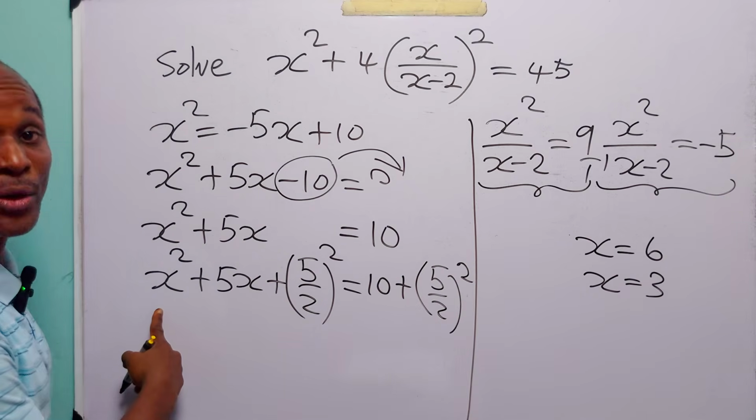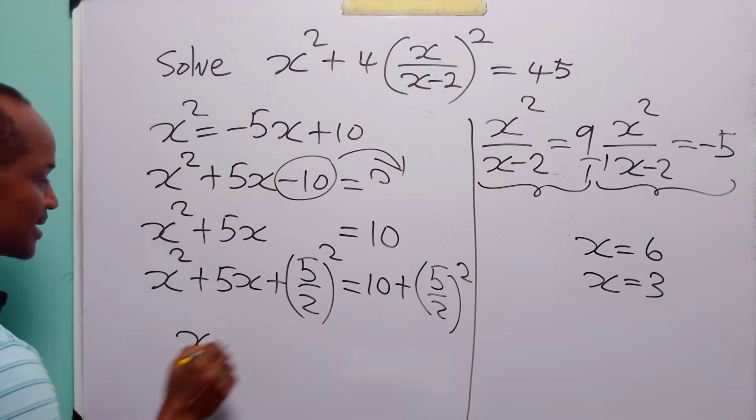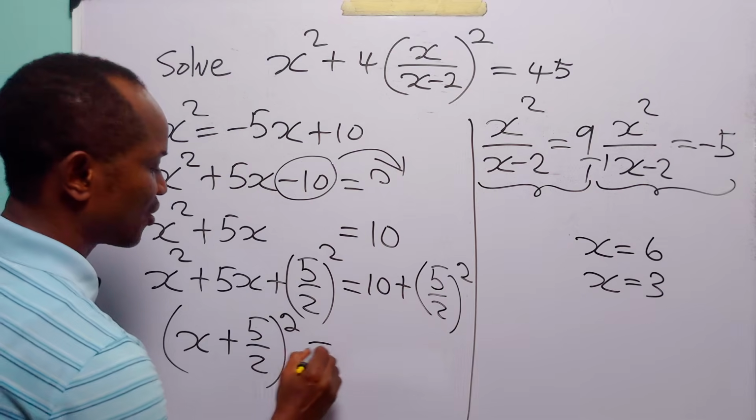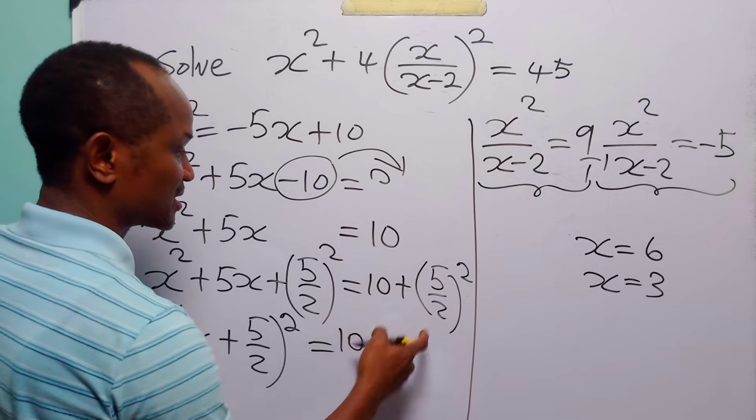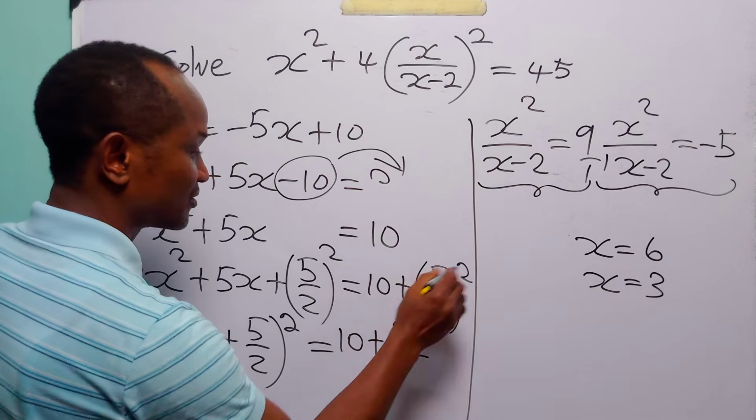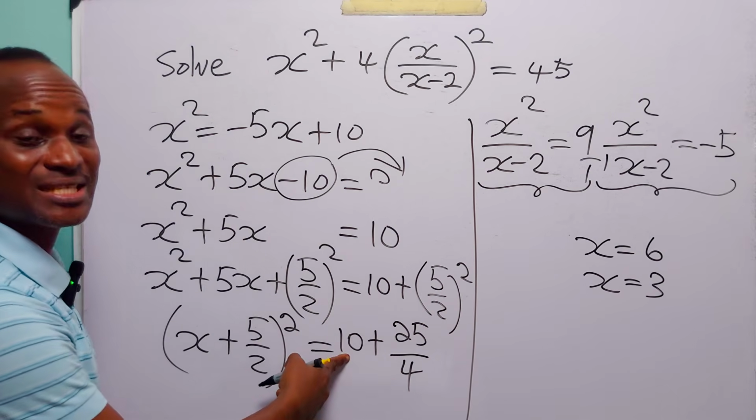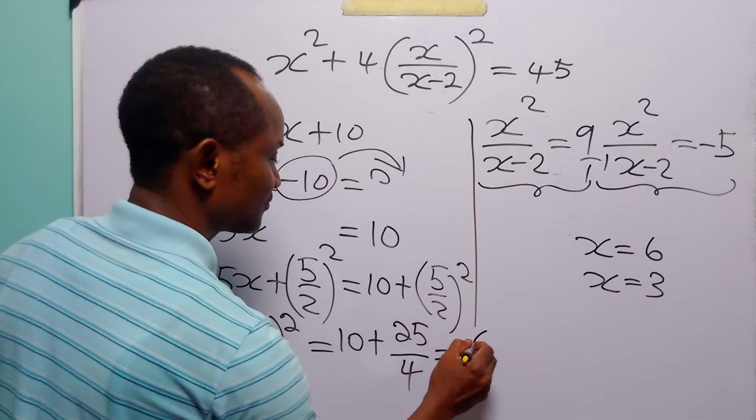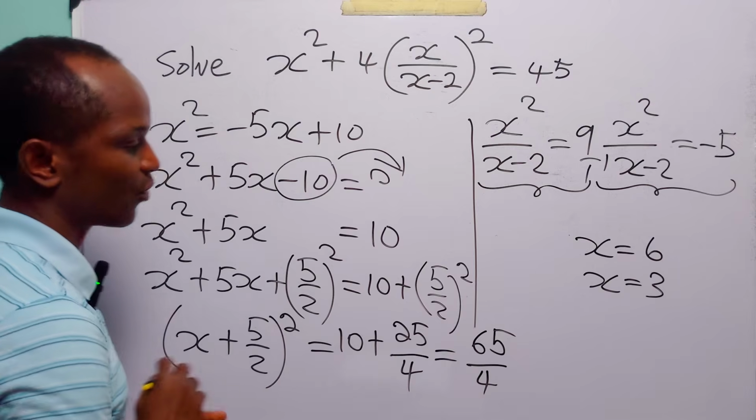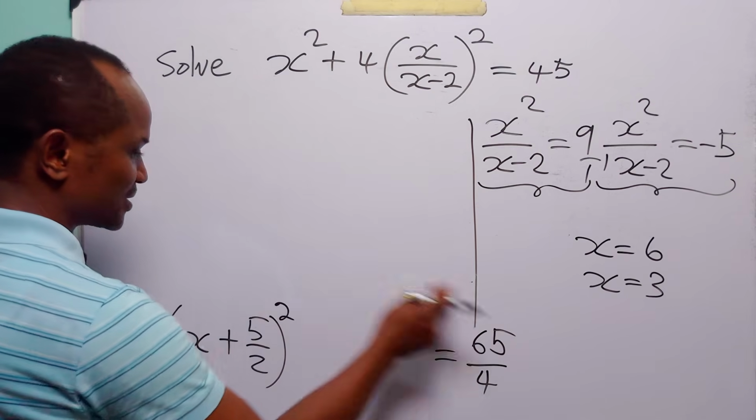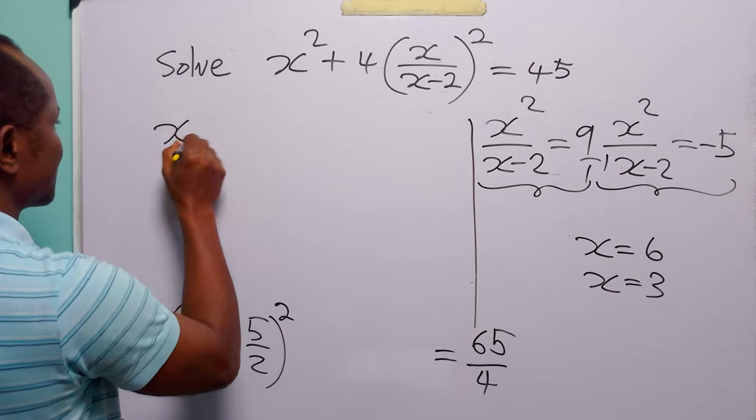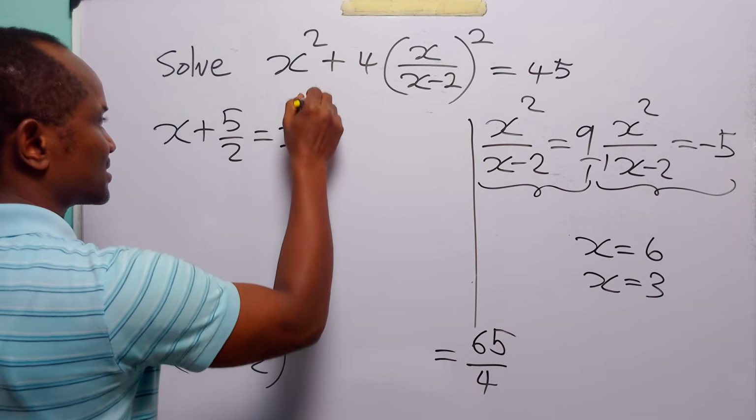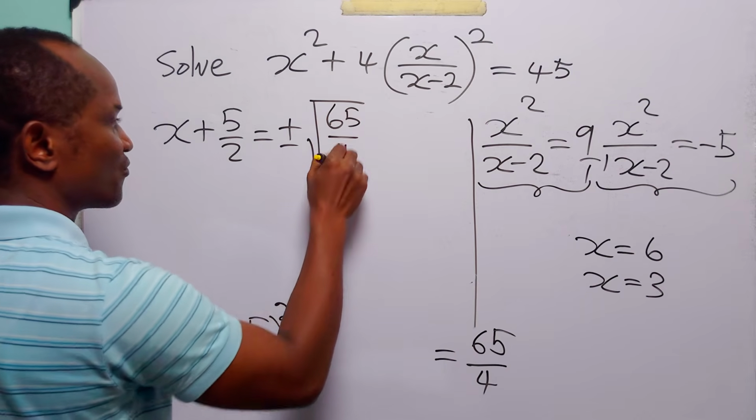Of course, you know that this is now a perfect square. So we take x and we take plus 5 over 2 and we square. And on the right hand side, we have 10 plus 5 squared is 25 and 2 squared is 4. Now, 4 times 10 is 40. 40 plus 25 is 65 over 4. And when we take the square root of both sides of this equation, we have that x plus 5 over 2 is equal to plus or minus the square root of 65 over 4.